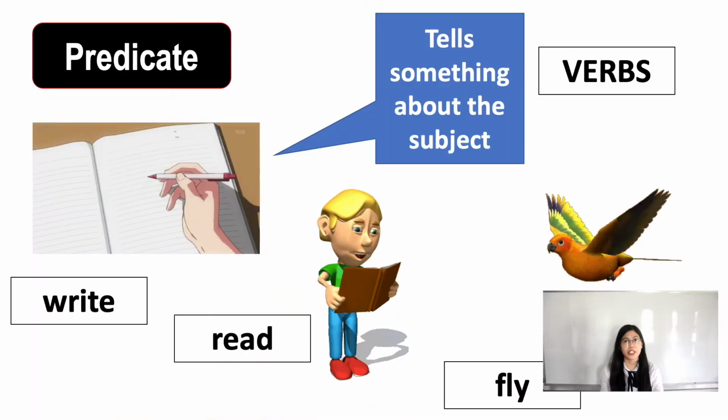Now, how about the predicate? When we say predicate, it tells something about the subject. And usually predicates are verbs. So when we say verb, it is an action verb. Example, write, read, climb, jump, dance, sing, and so on.